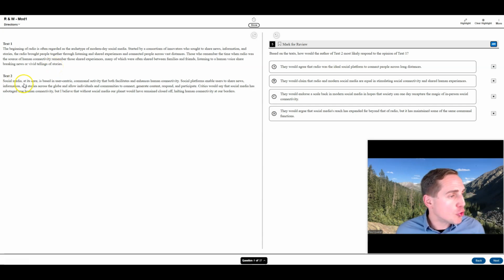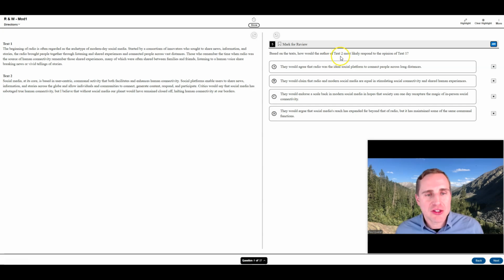Text 2: Social media, at its core, is based on user-centric communal activity that both facilitates and enhances human connectivity. Social platforms enable users to share news, information, and stories across the globe and allow individuals and communities to connect, generate content, respond, and participate. Critics would say social media has sabotaged true human connectivity, but I believe that without social media, our planet would have remained closed off, halting human connectivity at our borders.